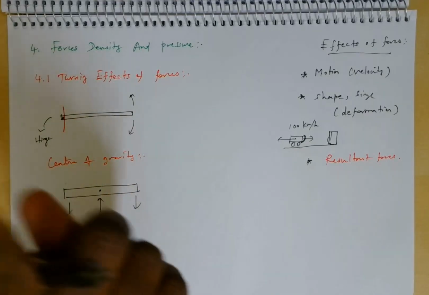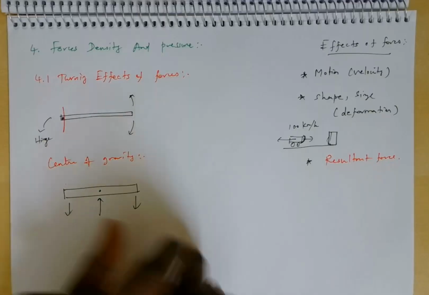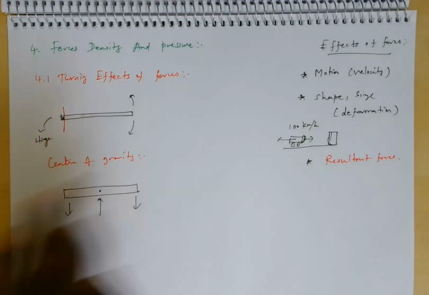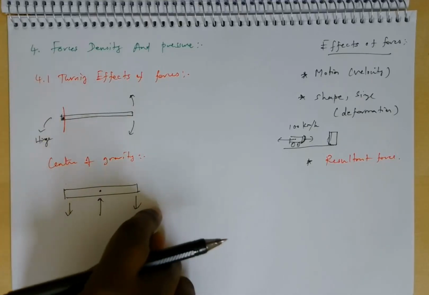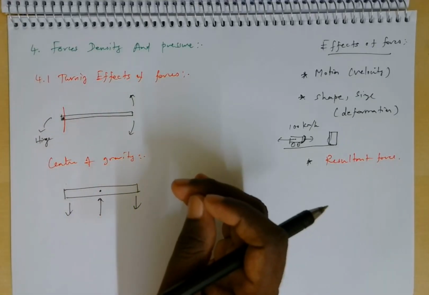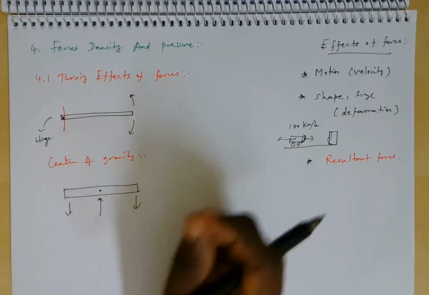So where you have to pivot against gravity so that the rod, or any material or any object, stays the same, that point we call the center of gravity. The definition is: the weight of an object may be taken as acting on a single point.